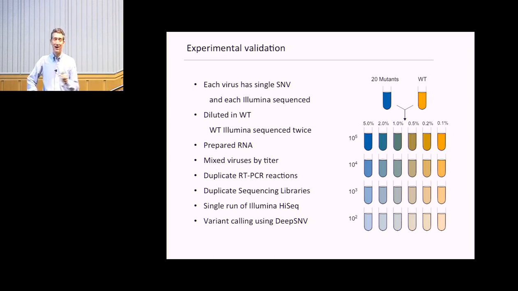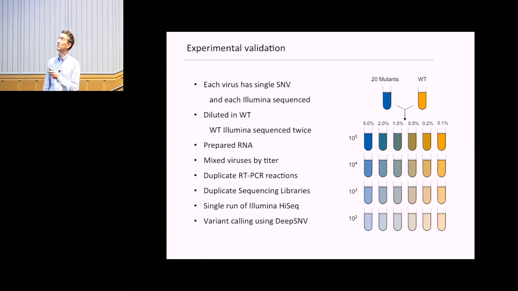And each of those viral stocks has been Illumina sequenced, okay? So we know that it has the mutation, and we know if there are any other mutations that have arisen in that viral stock. Because remember, the virus is going to make its own errors. We diluted these. We also have a wild type sequence that has been Illumina sequenced twice, okay? So we know what the real variants are in our wild type population.